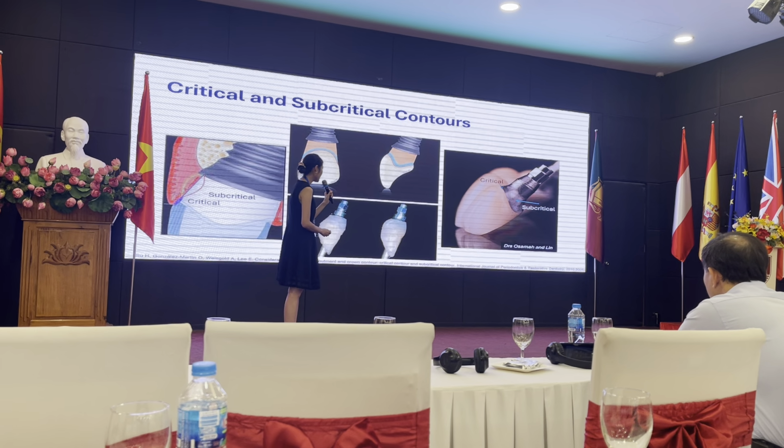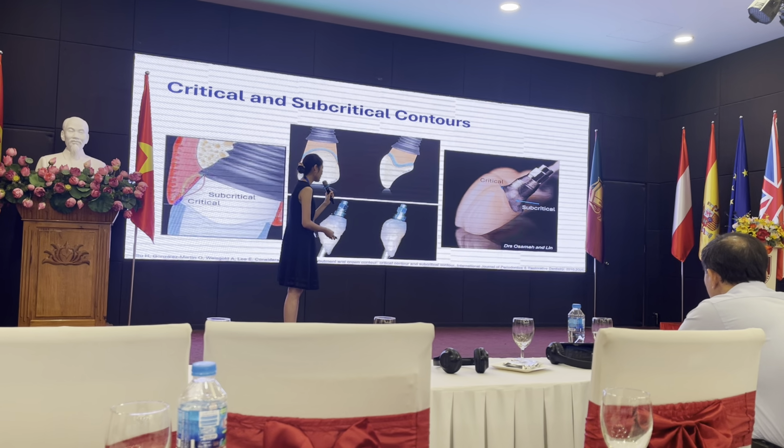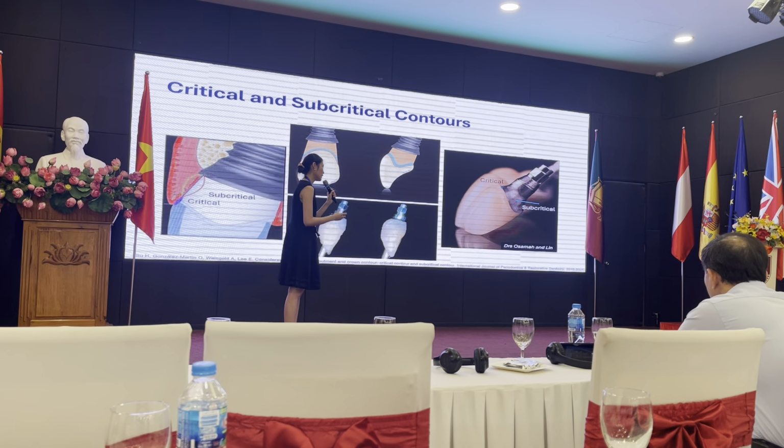So you can appreciate here the critical contour will rest at the CJ, and the subcritical contour will be slightly concave so that it will give the implant processes room to have the ideal interproximal or facial peri-implant soft tissue.